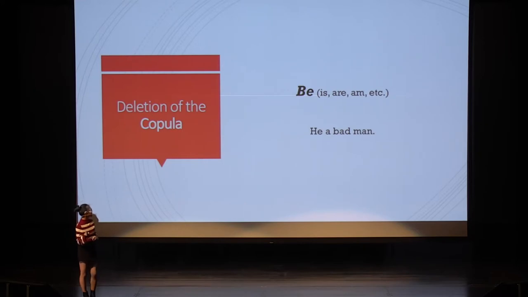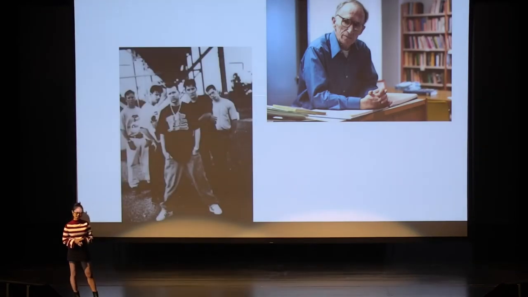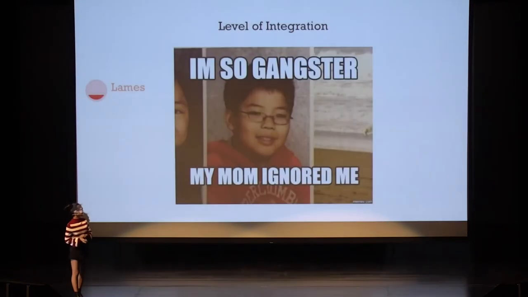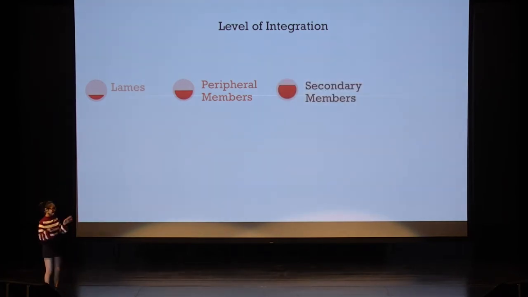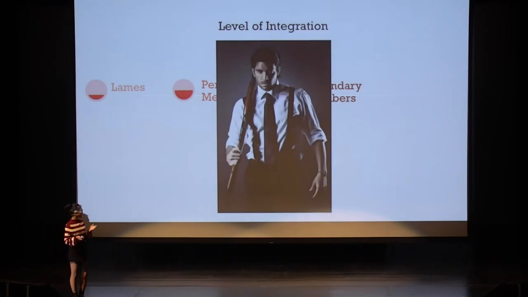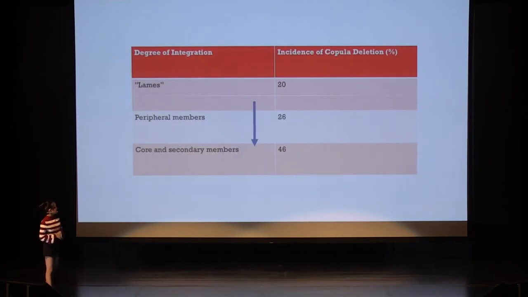Now, American linguist William Labov studied this phenomenon in young adolescent gang members in New York City in the 1970s. He labeled four levels of integration, from lames, isolated individuals effectively outside of the culture, to peripheral members who are slightly integrated, just made it into the culture, secondary members, considerably integrated, to finally core members, fully integrated individuals at the core of the culture. And what he found was that as the degree of integration increases, incidence of copula deletion increases as well.